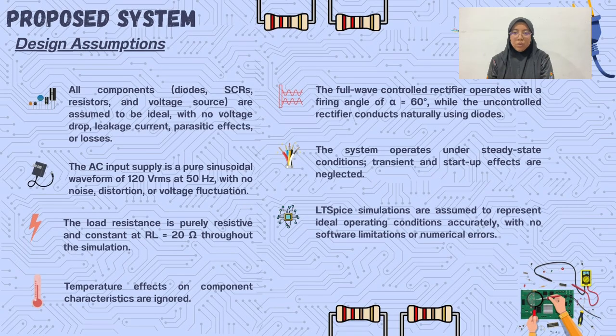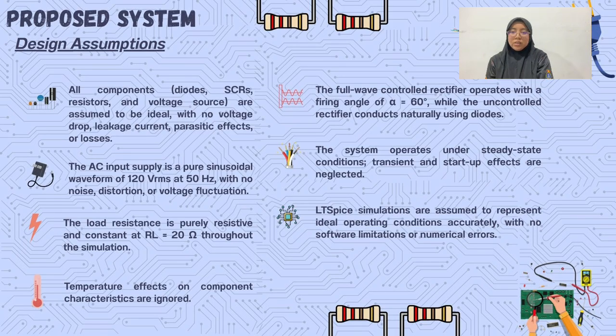Firstly, we assume all components in the system such as diode, SCR, resistors and voltage sources are ideal. This means there is no voltage drop, leakage current, parasitic effect or power losses in the components. Next, the AC input supply is assumed to be a pure sinusoidal waveform of 120 VRMS at 50 Hz with no noise, distortion, or voltage fluctuation. This ensures stability and efficient power transfer.